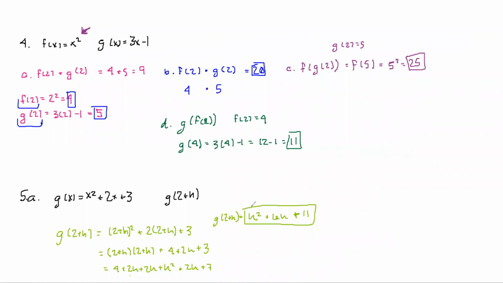Hold on, it took me a second longer. You're good. H squared plus 6h. I got it. Okay, h squared plus 6h plus 11. Yep. All right. So exactly.